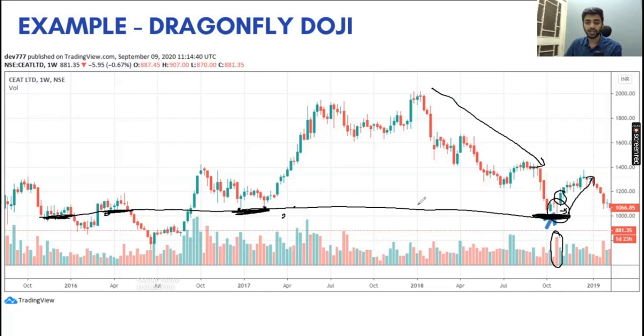Now this is the weekly chart. So that's how powerful these things are. And when you combine this with your fundamental understanding, with your fundamental knowledge of all the ratio analysis, fundamental analysis, everything, then it's simply powerful.